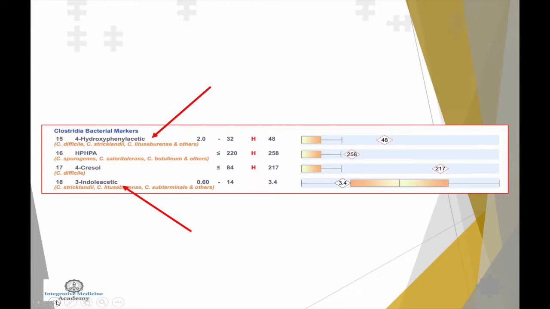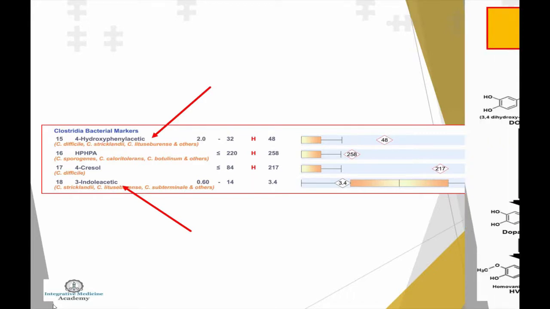In fact, the rough estimates are about 1 in 4 organic acid tests have an elevated Clostridium marker. About 80% of the time, it's the HPHPA that's high. About 15% approximately is the 4-cresol. Around 5% or less is the 4-hydroxyphenylacetic. Again, I don't see 3-indoleacetic acid very much at all. So the lesser seen, lesser known markers on the Clostridia section would be number 15 and 16.